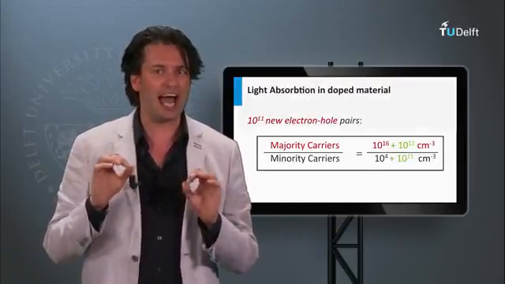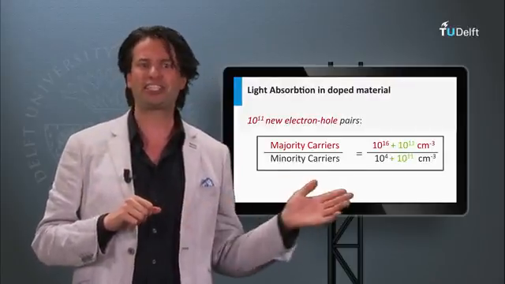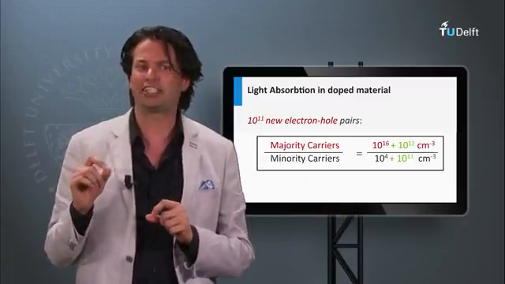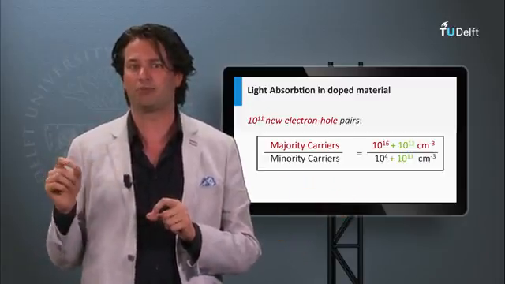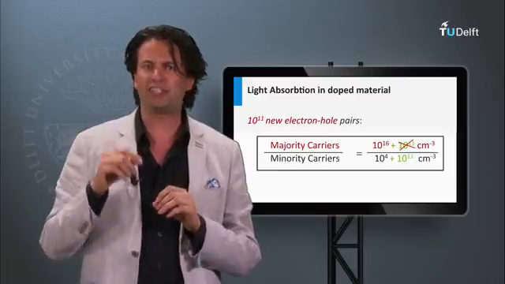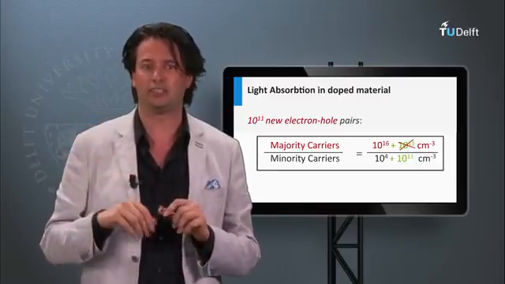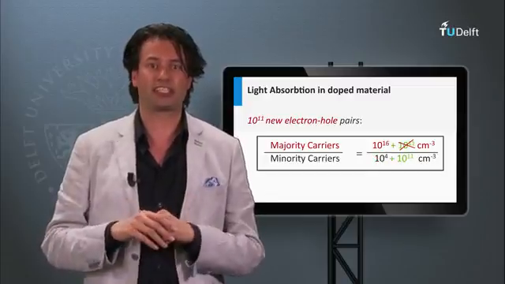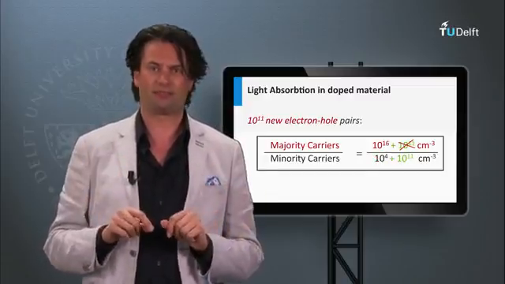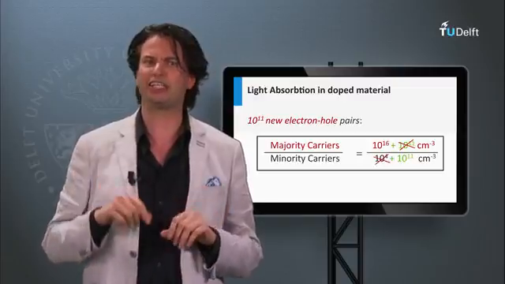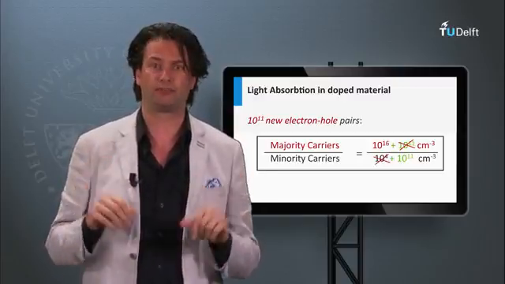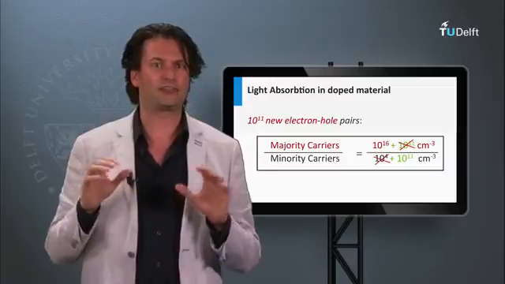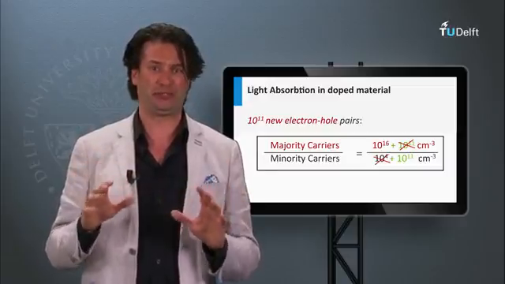So we will simply add up the numbers. What you can see is that the majority charge carrier density is not affected by the light absorption. 10 to the 11th is much smaller than 10 to the 16. On the other hand, the density of minority charge carriers is drastically affected. 10 to the 11th is much larger than 10 to the 4th. Its density is increased with 7 orders of magnitude.